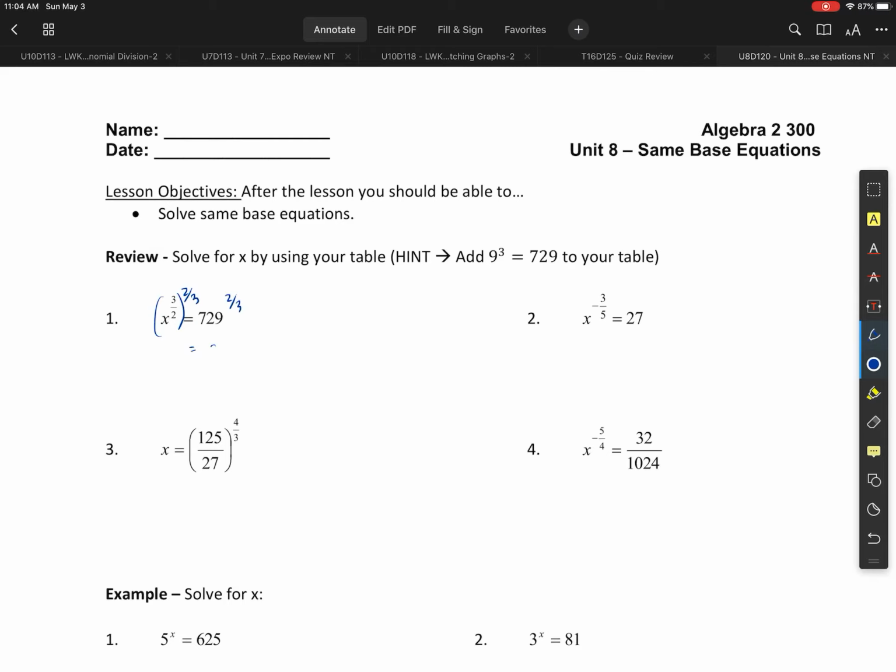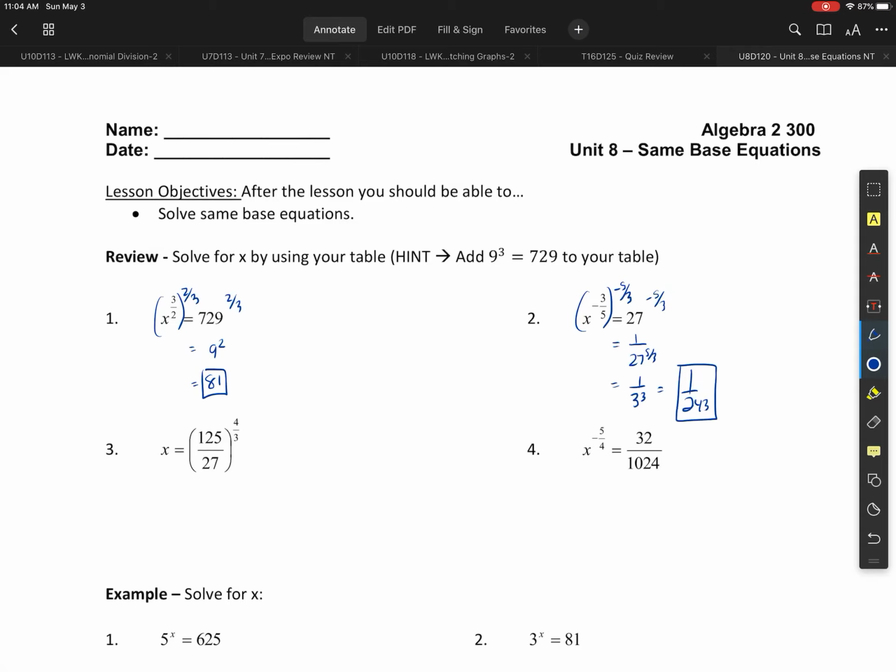729 to the 2/3. Third root is 9. Squared is 81. Alright, so we use that reciprocal power to solve. Same thing over here. What's our reciprocal power? Negative 5 over 3. Well, x equals 1 over 27 to the 5/3. 1 over 3 to the 5th. 1 over 243.